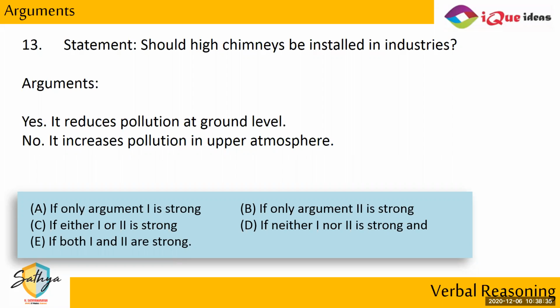First argument, yes, it reduces pollution at ground level. If the chimney is very high, it leaves all the smoke at a higher level. Then does it reduce pollution at ground level? Yes. And do we want it to reduce pollution at ground level? Yes. Is the first argument strong enough? Absolutely true. First argument is strong. Yashvi, first argument is strong.